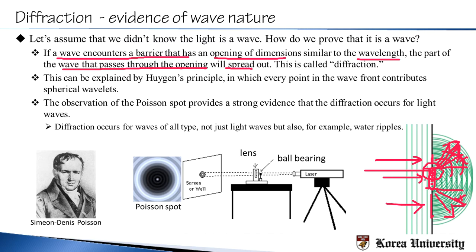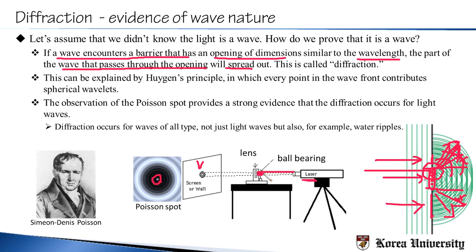Suppose you have a laser beam, and you block the front of the laser beam using a small ball bearing. Exactly at the center, the laser beam cannot go through. Of course, it will be blocked. But if you observe the pattern on the screen, you will see bright light in the center. How does it happen when the light cannot go through this ball bearing? It means that this ball bearing works like an edge.